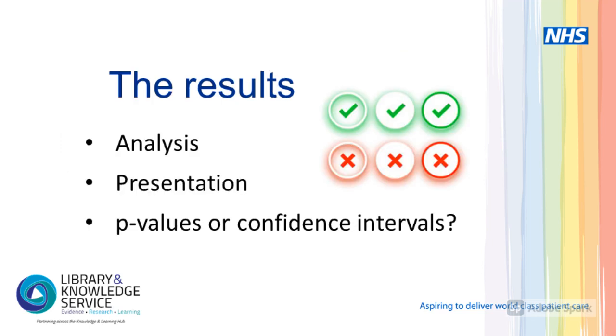Next, you need to consider the results of the study. Was analysis performed correctly? Are the results clearly presented and do they actually make sense? From looking at the data, do the conclusions seem to be justified? Check whether p-values or confidence intervals have been calculated. One or other should be present and helps demonstrate how likely it is that the result happened by chance and not because of the intervention.